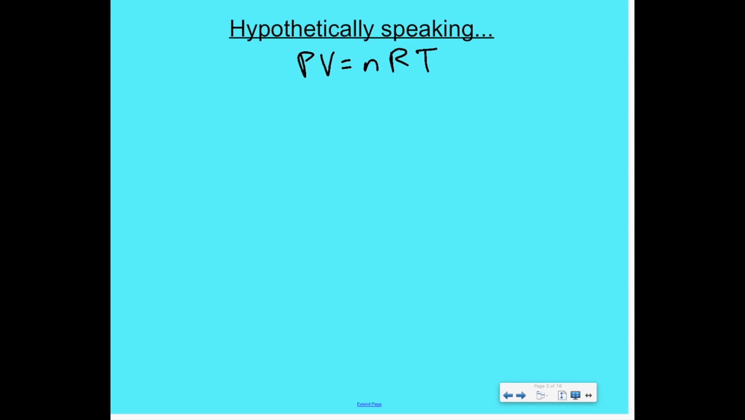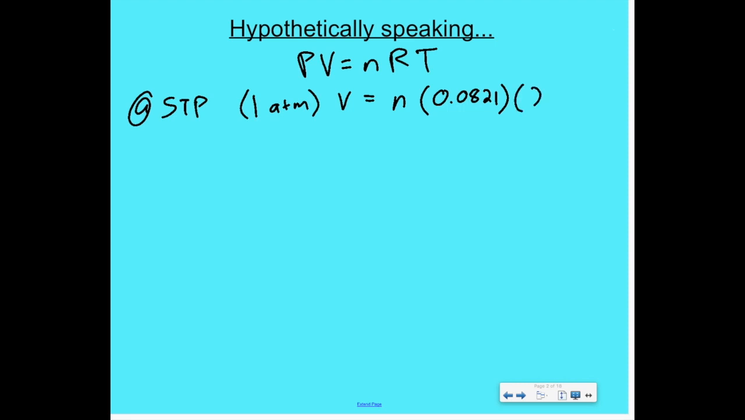Now, just hypothetically say that if we were at STP, that means that our pressure would be 1 atmosphere, and we don't know our volume, and we don't know our moles either. But since I know my pressure, I can find out my value of R. My value of R is 0.0821 because that's my correct value for R for atmospheres. And then my temperature is 273 Kelvin.